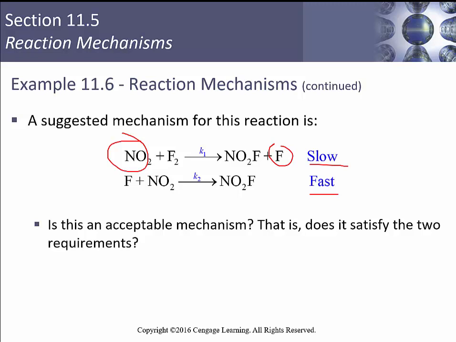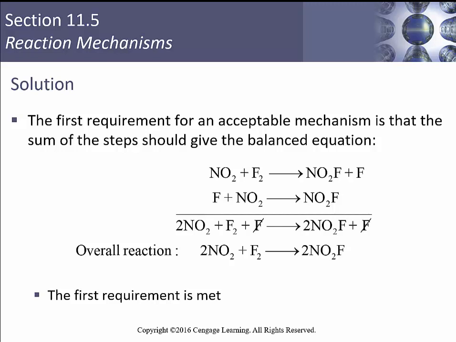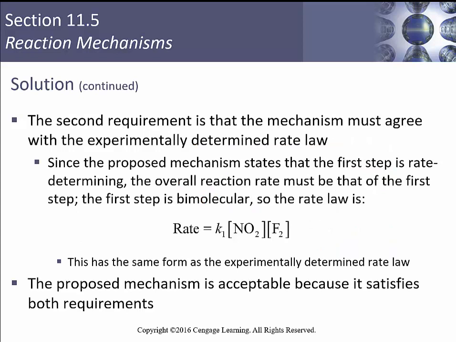In other words, does it satisfy our 2 requirements? The first requirement is that the sum of the steps should give us the balanced chemical equation. So we ought to be able to add up reaction A and reaction B and get our overall reaction. Here we're forming this F, the singular F, as an intermediate. It's made in A and used up in B, so they will cancel out on either side. And so our overall reaction meets that requirement. The sum of our 2 reactions matches our overall.